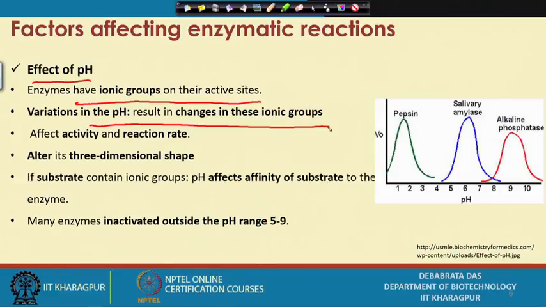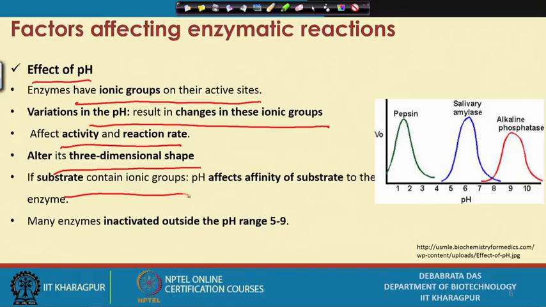So what will happen? Your substrate can freely interact with the active site and give the product. Now if the charge of the substrate and the active site is the same, then there should be repulsion, and due to repulsion the activity will be very less. So that is how pH works. It affects the activity and rate of reaction and alters the 3-dimensional shape.